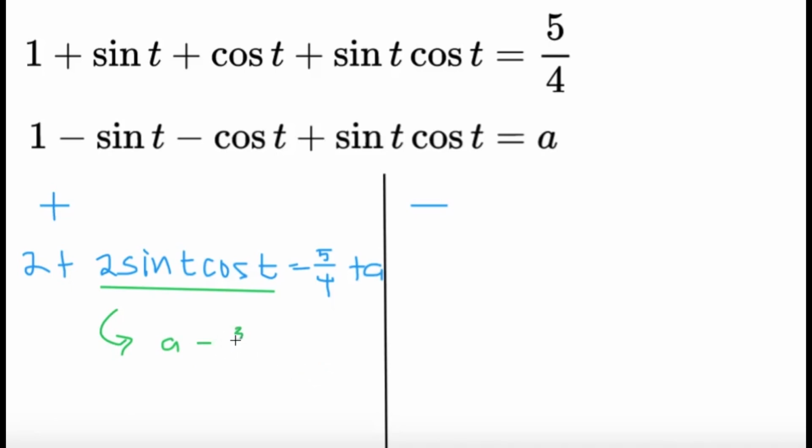So this would be a minus 3/4. Now if I subtract the 2, on the other hand, I will get 2 sine t plus 2 cosine t is equal to 5/4 minus a. So I can divide both sides by 2, and I'll get that sine t plus cosine t is going to be equal to 5/4 minus a, divided by 2.